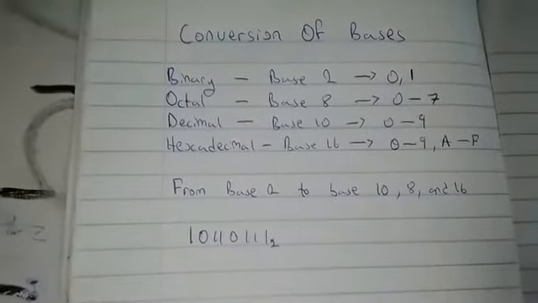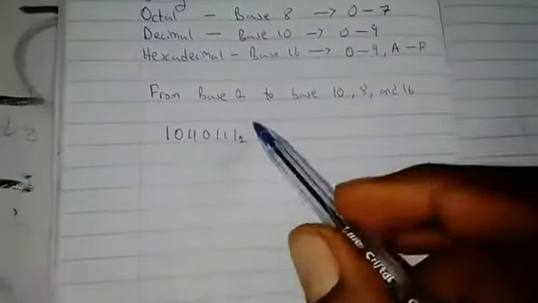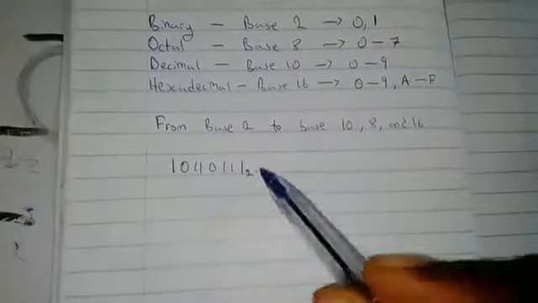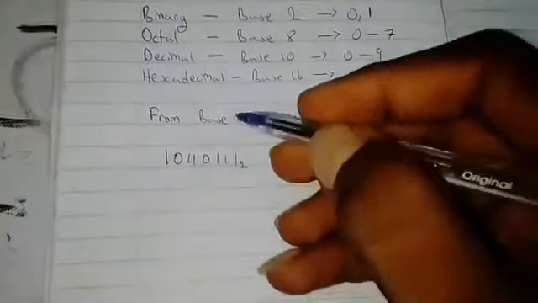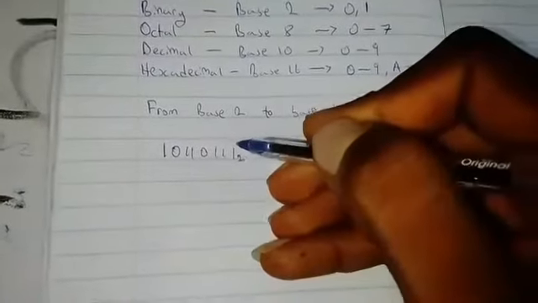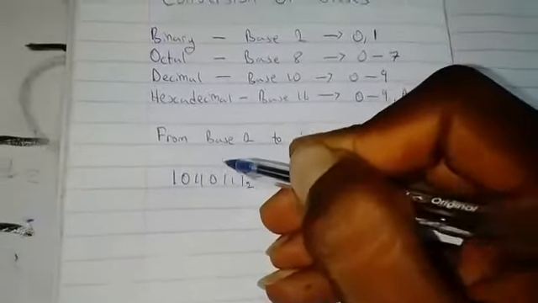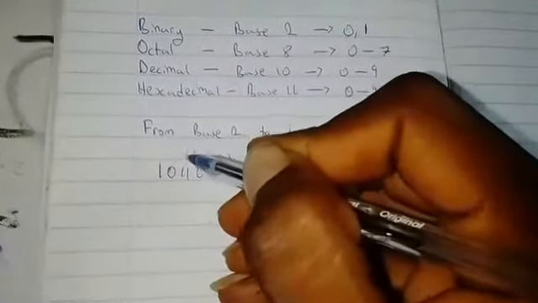So let's begin. The first method, for example, we have this base 2 number here, 101101111 in base 2. We first of all give it powers, and we'll start from the right hand side, starting with 0, 1, 2, 3, 4, 5, 6, and 7, like that.